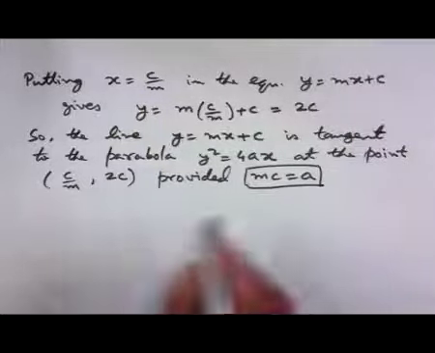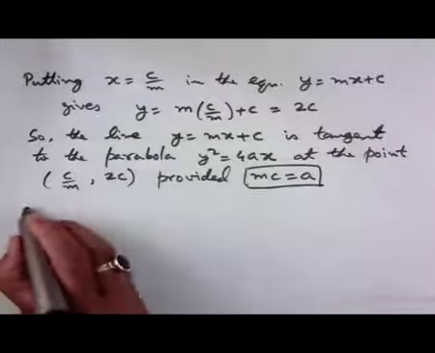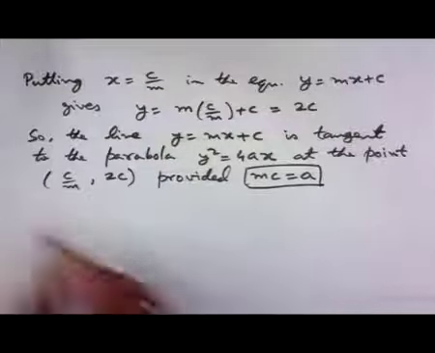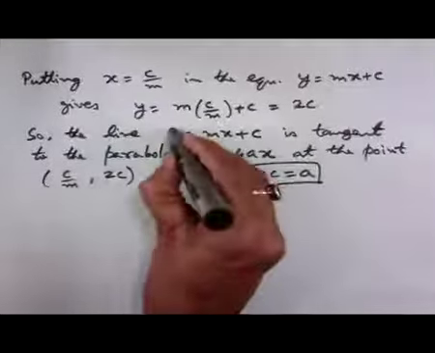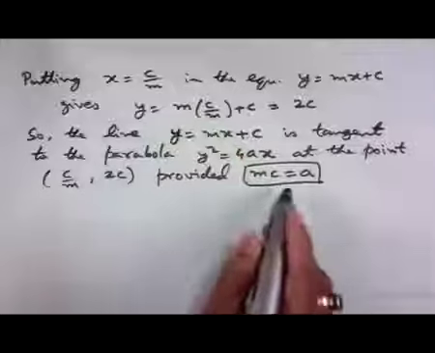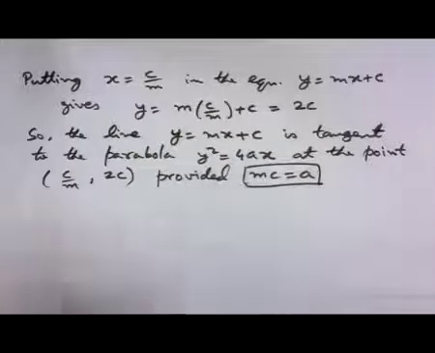So, the equation of the line can be written as... so the equation of the tangent line is y = m x plus c, and m, c and a are related by this equation: m c equal to a.